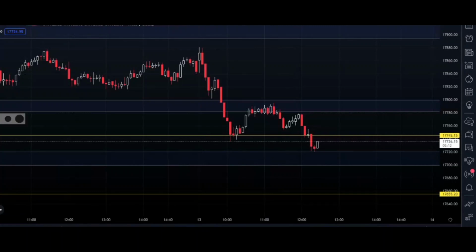Let's talk about the sellers again. Sellers who sold at the break of this low were safe all along until here, and probably, as I said earlier, this level would have been the target. So I think they started booking the targets, and the market started to go up.